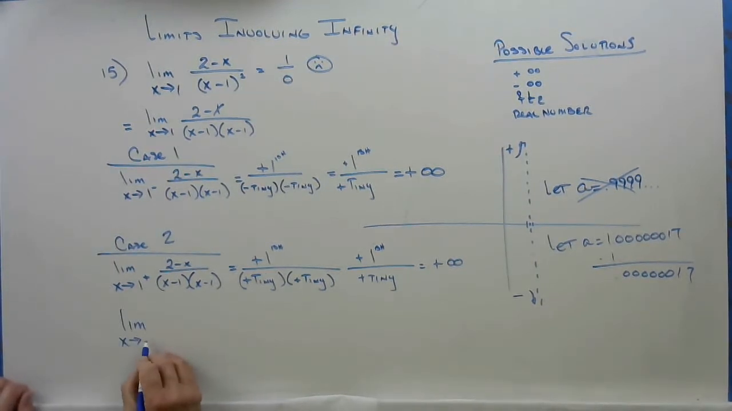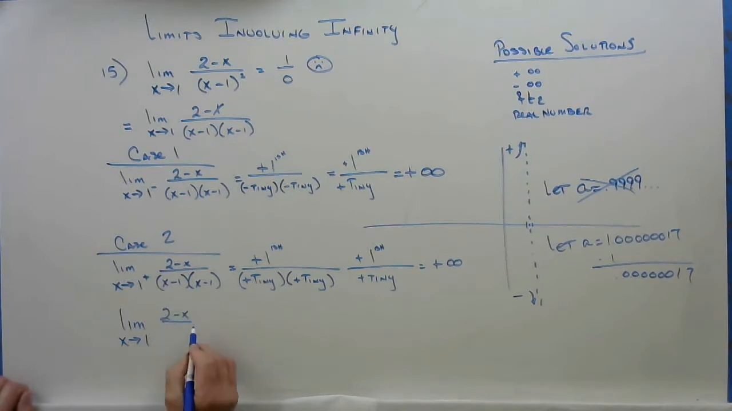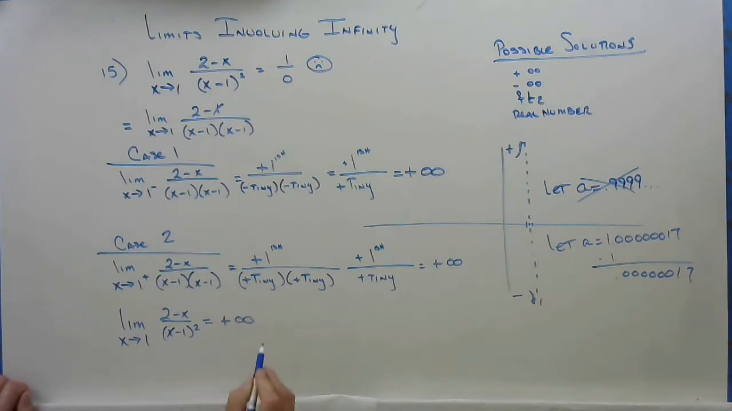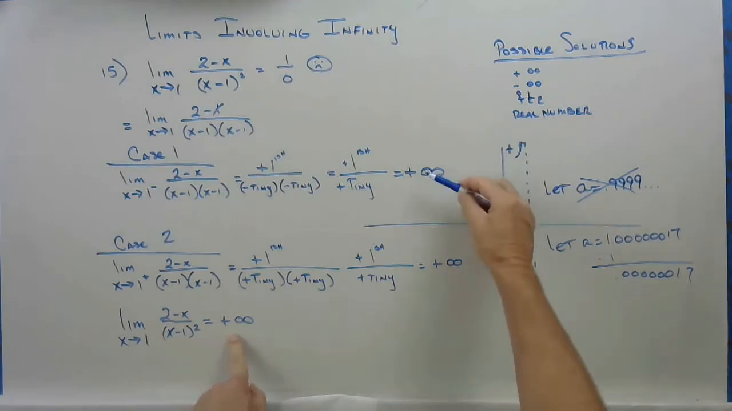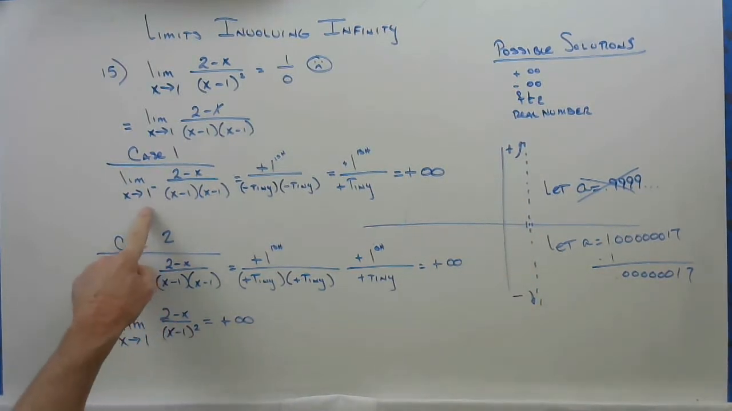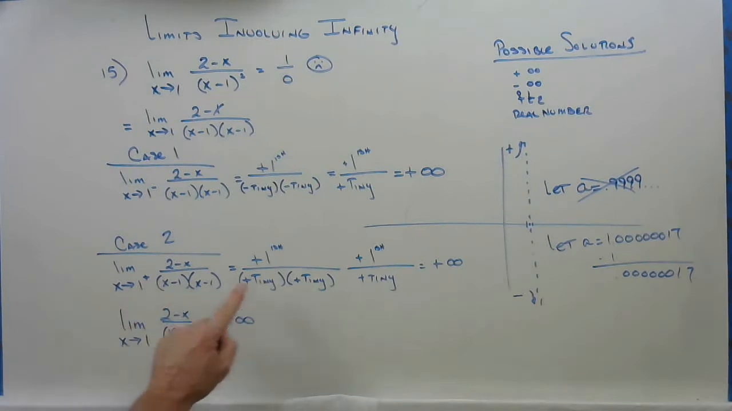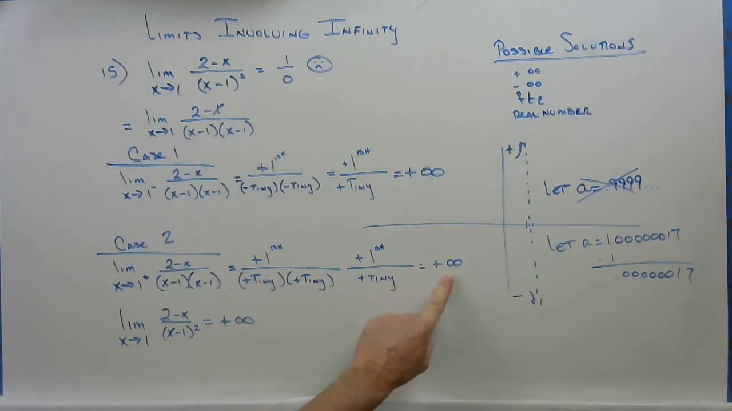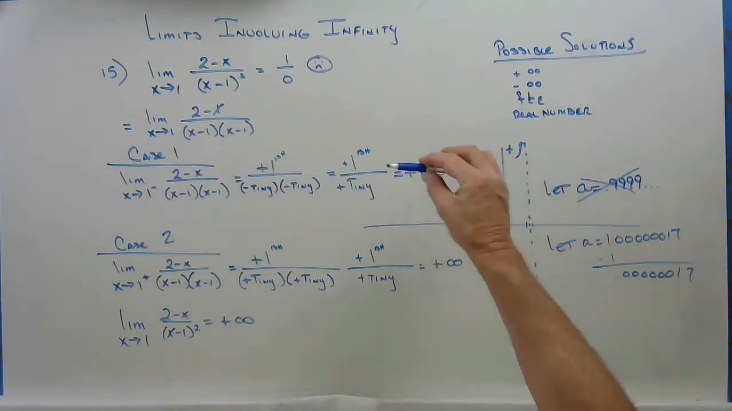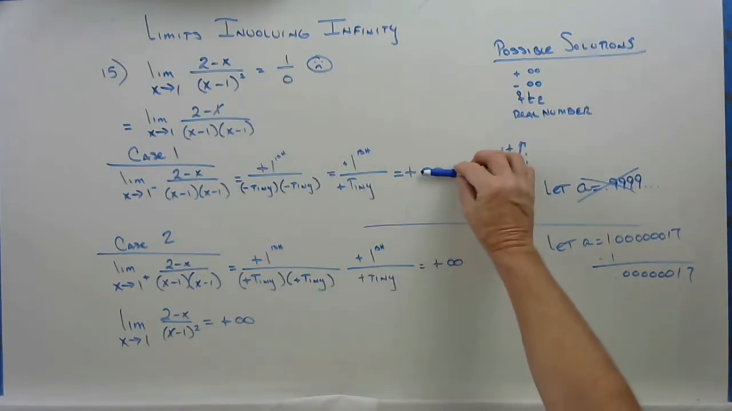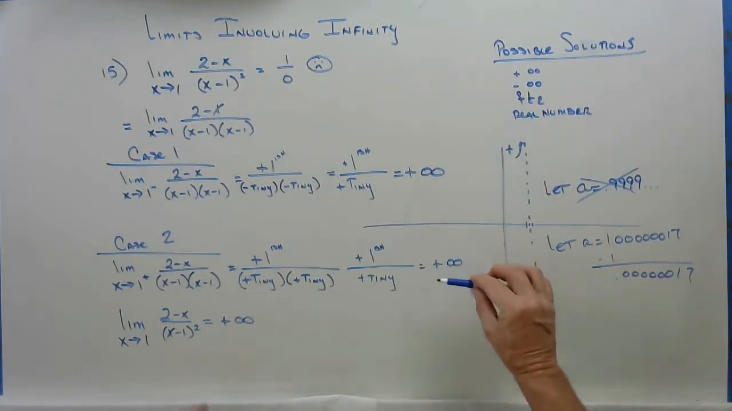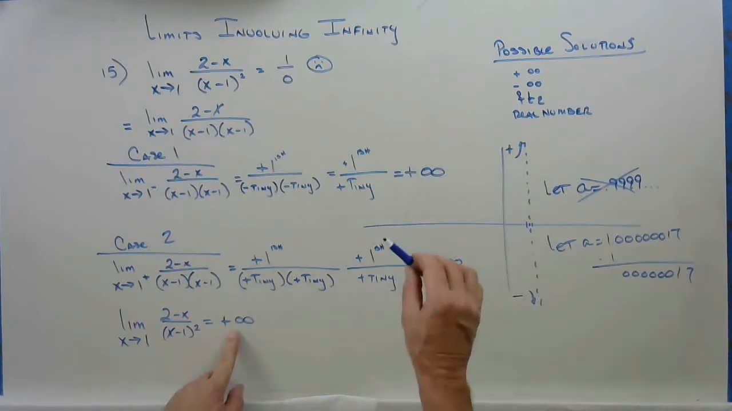The limit as x approaches 1 of 2 minus x divided by x minus 1 squared is going to equal positive infinity. Positive infinity because they match. If the limit from below had been positive infinity, but the limit from above had been negative infinity, then I would be able to tell you what the one-sided limits were, right? This one would be plus, this one would be minus, for example. But here I would say fails to exist because they do not agree.